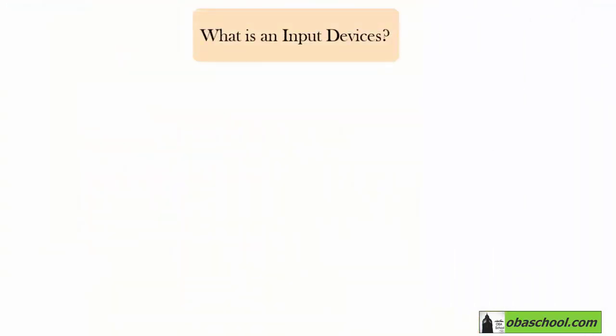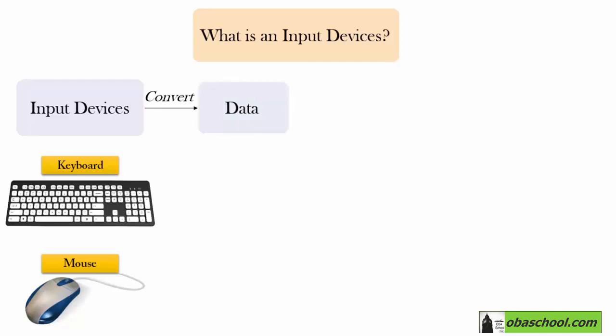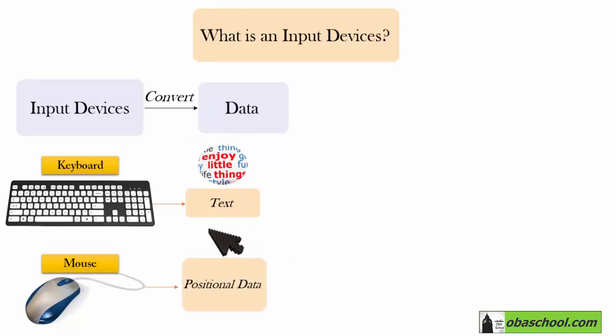What is an input device? There are many input devices, but the most important devices are the keyboard and the mouse. The keyboard and the mouse convert the data. The data that is produced by the keyboard could be a text, and if it was produced by a mouse, it could be a positional data. This positional data could be represented by the pointer of the mouse on the screen.